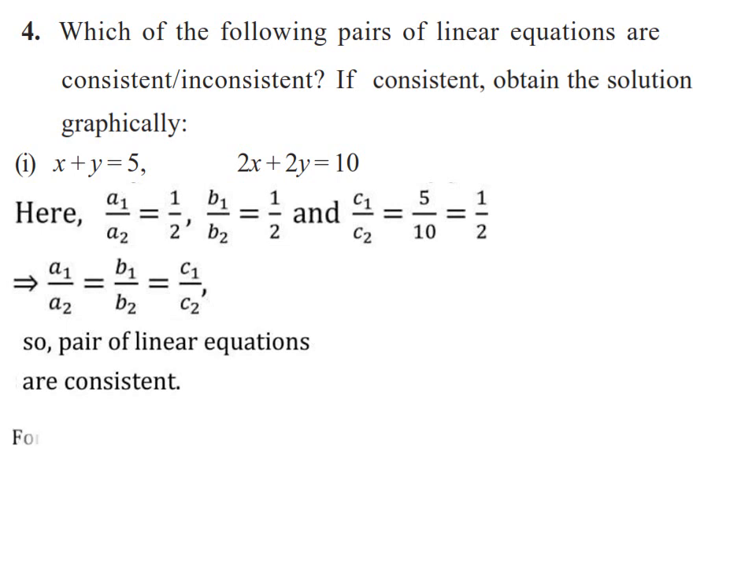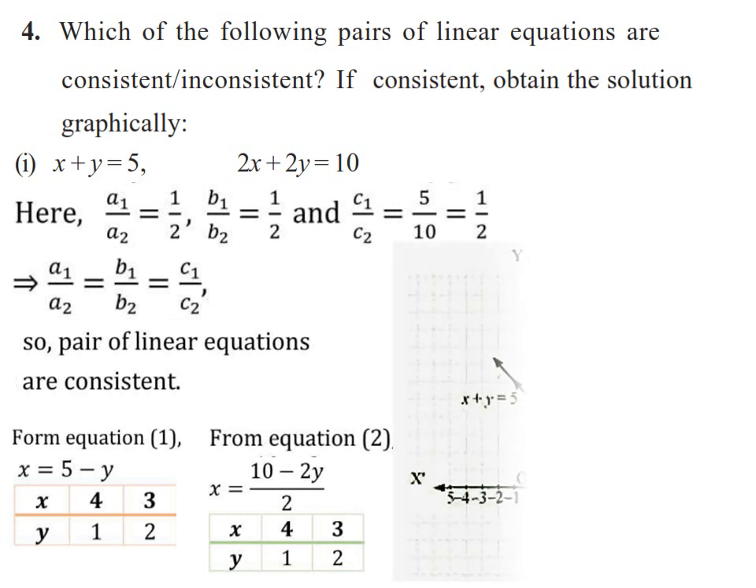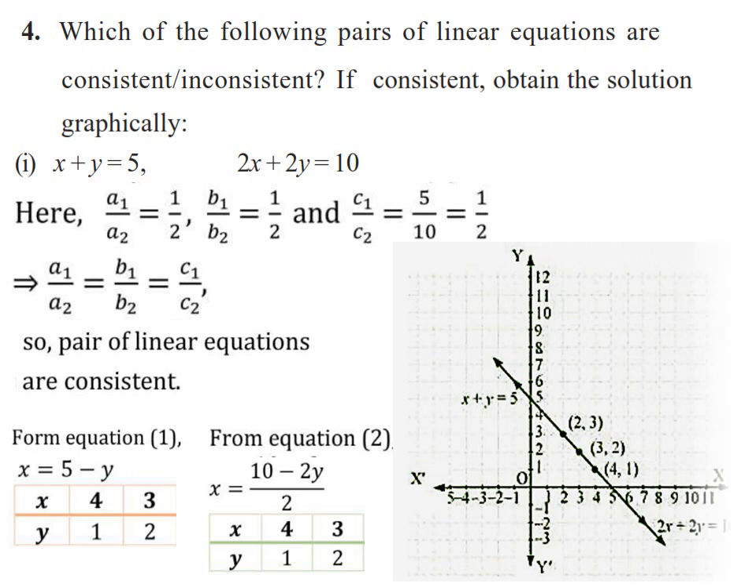From the equation, we have to plot our points. From equation number 1, we will plot these 2 points, (4, 1) and (3, 2). And from the second equation, we will also get the same points, (4, 1) and (3, 2). So after plotting these two in the graph, you will see the graph like this.